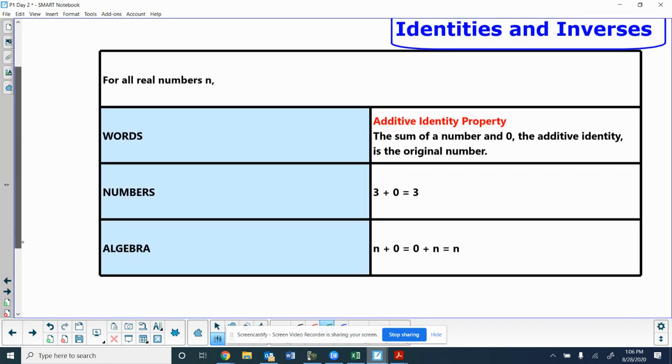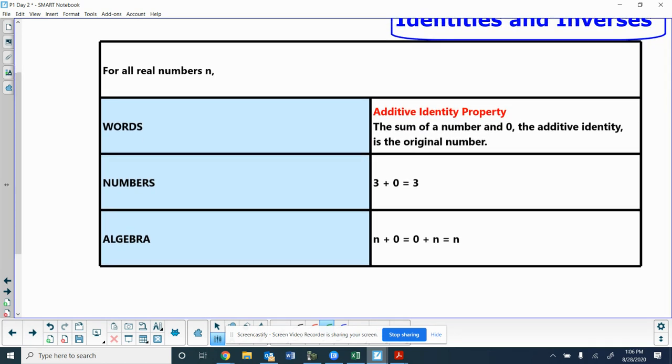So the first one is the additive identity property, and that says the sum, that's addition, right? The sum of a number and zero is the original number. You guys all know that. Anything plus zero is whatever you started with, right? So remember that zero is called the additive identity.